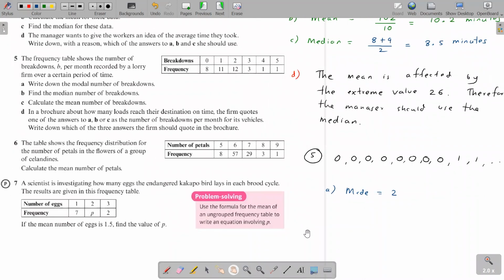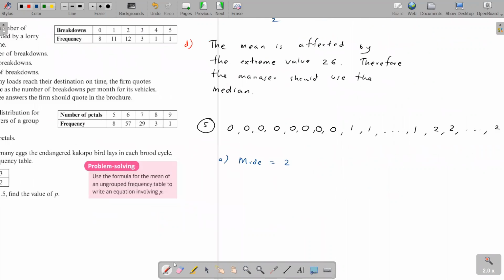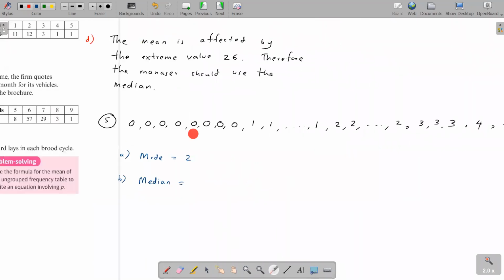Okay, so next they ask you to find the median number of breakdowns. Median is the value that occurs exactly in the middle of this data set. You can see this is quite a large data set. To get the middle, the median, in the next part of this lesson we learn some equations specially devised for finding the median, and also quartiles. You will be learning those equations in the next part.